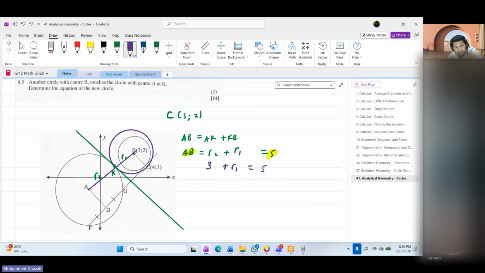So what's the equation of the new circle, that blue circle that I drew? Radius 1 is basically 5 minus 3, which is 2. Now we have the center and the radius. Determine the equation of the new circle. I think they want it in center radius form. So the equation will be x minus 3 all squared plus y minus 2 all squared is equal to the radius squared, which is 4.